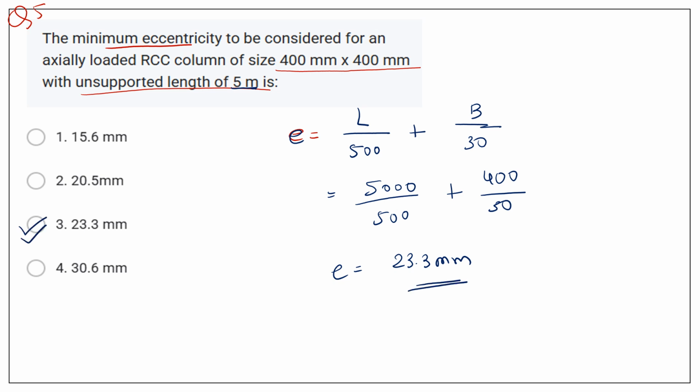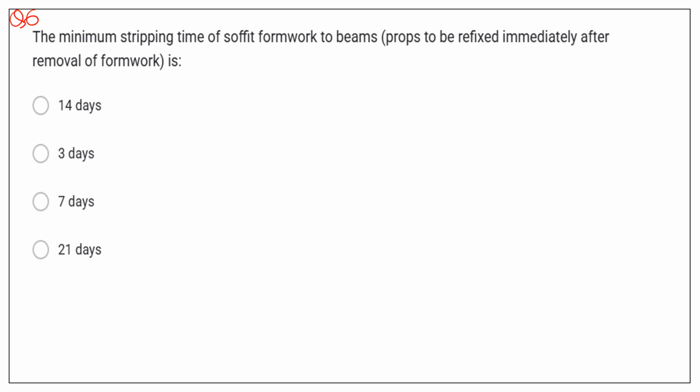The next question. Question number 6. The minimum stripping time of soffit formwork to beams, props to be refixed immediately after removal of formwork. So for this, the minimum stripping time is 7 days. Minimum stripping time is 7 days. So here the 7 days is mentioned in the third option. So the third option is correct here.